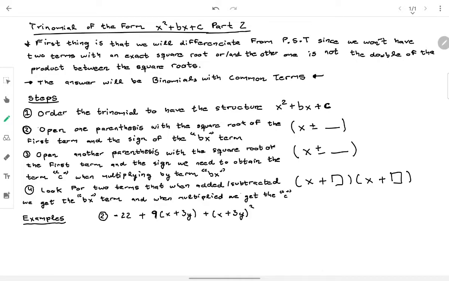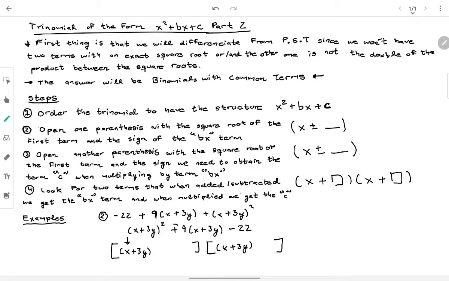So let's check another example. We have something like this. Remember, we need to order it first. So the correct order of this one is going to be x plus 3y, all of it squared, plus 9, that multiplies x plus 3y minus 22. So on this one, I will open up two brackets. And on this one, of course, we need the square root of the first term in both parentheses.